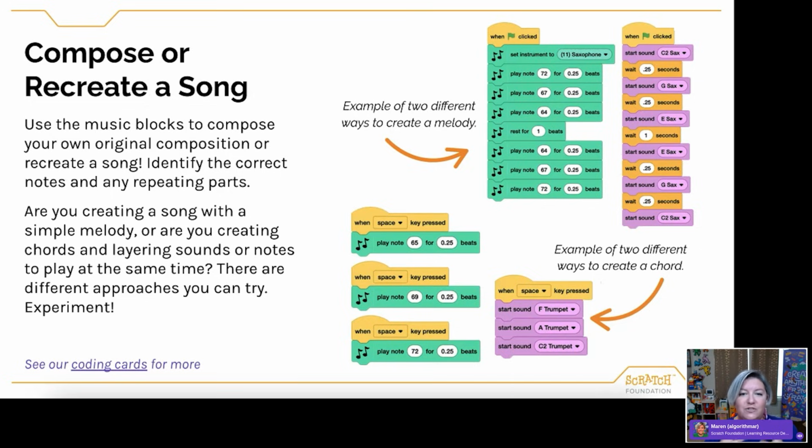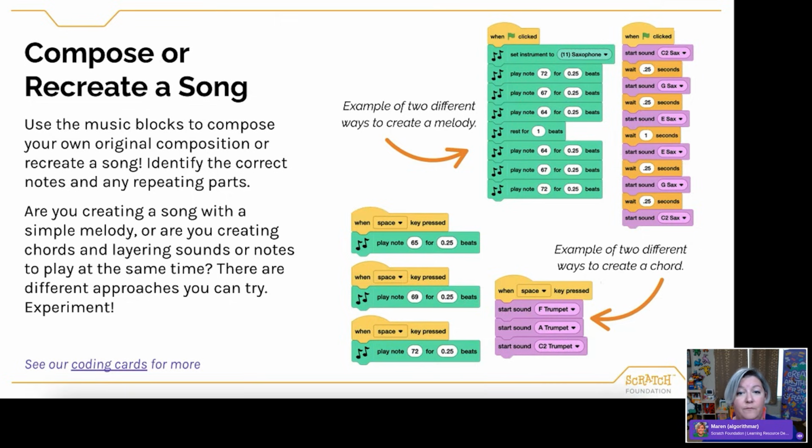When you think about the structure of a piece of music, typically there are verses and choruses that are repeated throughout the song. So the first thing I might try to do if I was to create a sound project, recreating say a musical score that I love, is: can I identify the correct notes? And then can I identify any repeating parts?